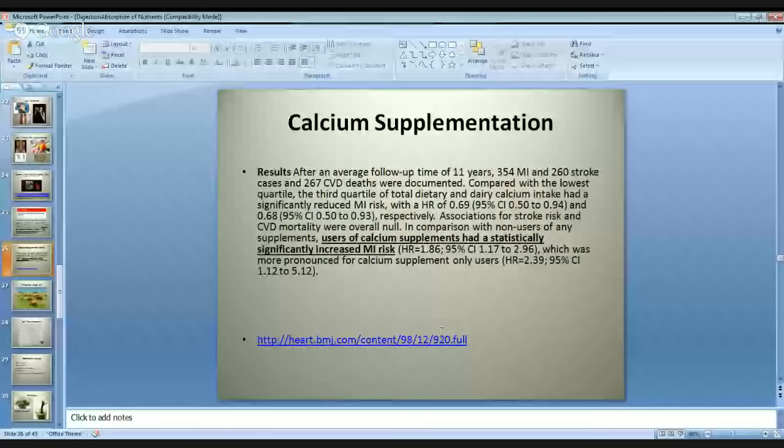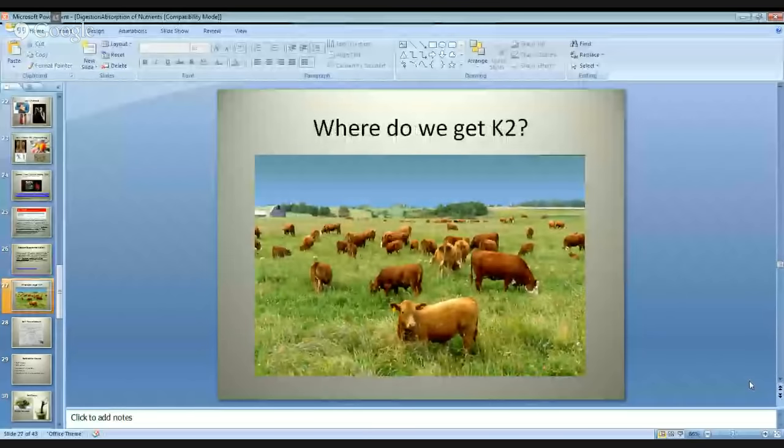So let's go back and show you my slide. Let me find my PowerPoint. Okay, there it is right there. Okay, so check this out. We get it from grass-fed products, okay? See, the K1 is in the grass. The cows eat the grass. They convert the K1 into K2. You may eat the milk, the kefir, the yogurt, the cheese, the beef, the eggs from the chicken who hopefully eat some grass, and then that's how you get it. That's how you get K2.